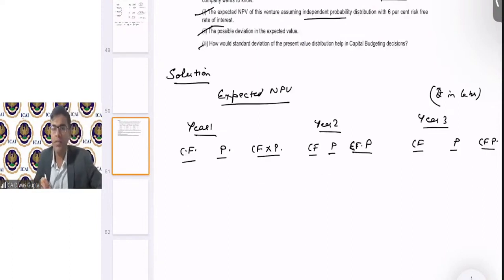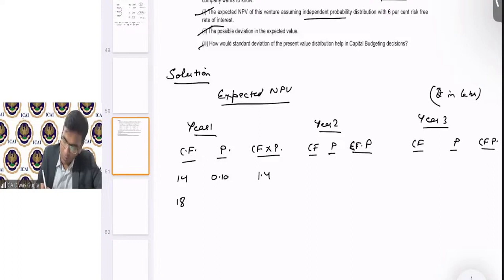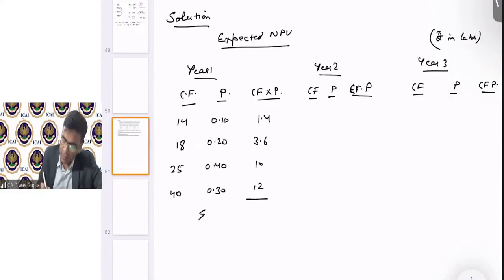So for the first year, what is the cash flow in lakhs? 14 lakhs. What is the probability of it? 10%. And hence 1.4 lakhs is the cash flow into probability. Second, 18, 20% is the probability, so 3.6 is the amount. Similarly, 25, what is the probability? 40% probability, and hence 10 lakhs is the expected cash flow. Similarly, for the fourth observation, it is 12 lakhs, and the summation would be equal to 27 lakhs for the expected cash flow for year 1.